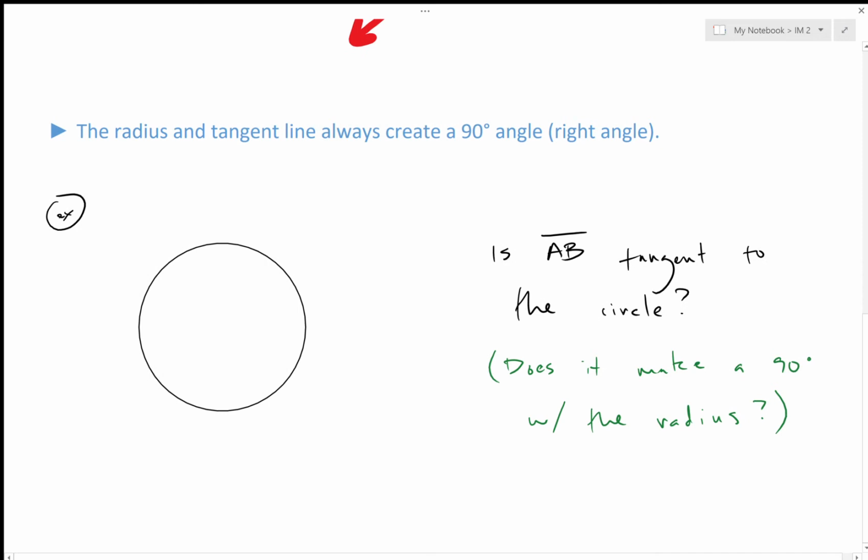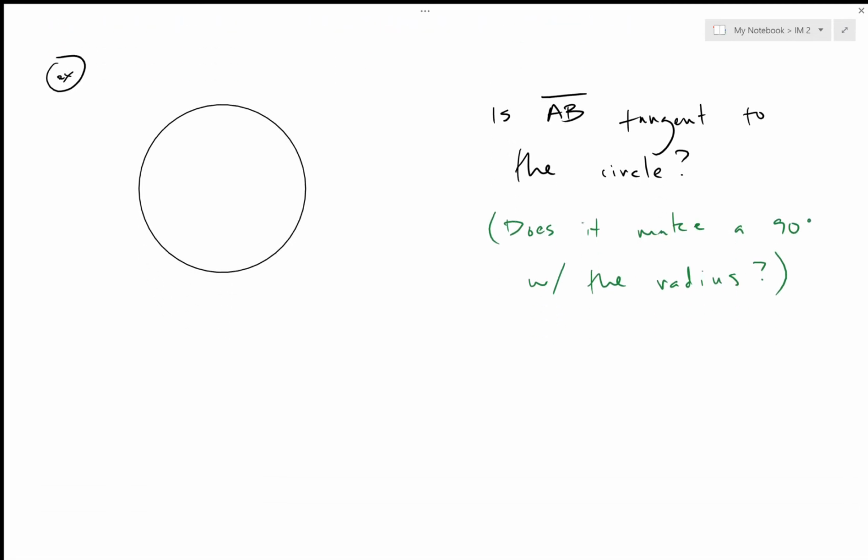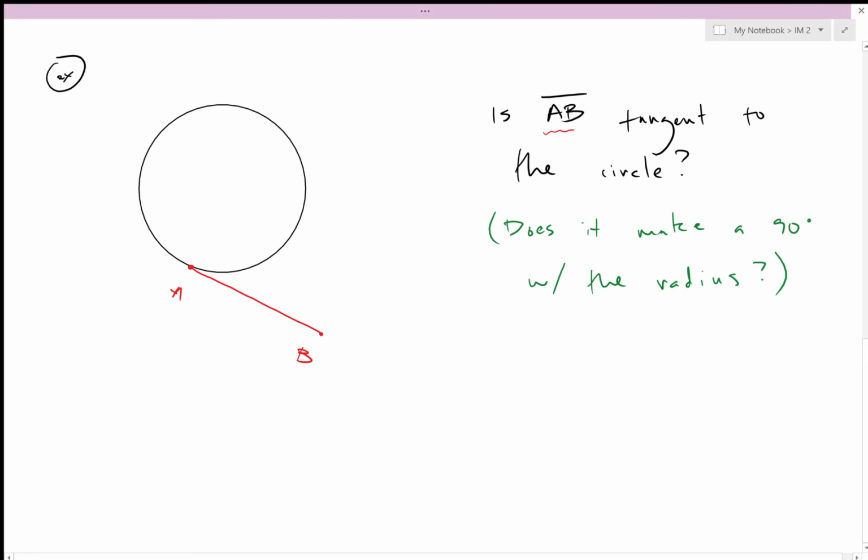So let's look at our first problem here. We've got a circle, and they're going to give us a little point down here and a line that shoots off. We're going to call this AB. Now the question is, is line AB tangent to the circle? There's going to be some more information that they'll give us here. So for example, there's the center, and they'll give us the radius. They tell us that from A to B is a length of 13.